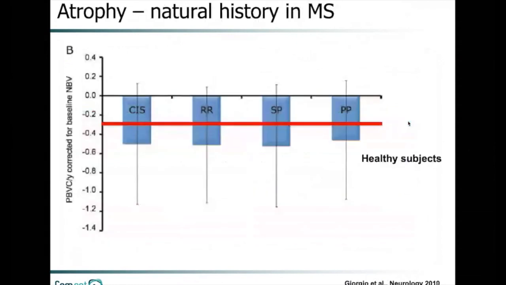But what do we know from many studies, and again, I'm showing you a MAGNIMS study, but this has been shown repeatedly, is that brain atrophy is occurring yearly at a faster pace in people with MS as compared to healthy subjects that you can see here in this red line, and not just in patients with progressive forms of the disease, but also in patients with relapsing and early phases of the disease.